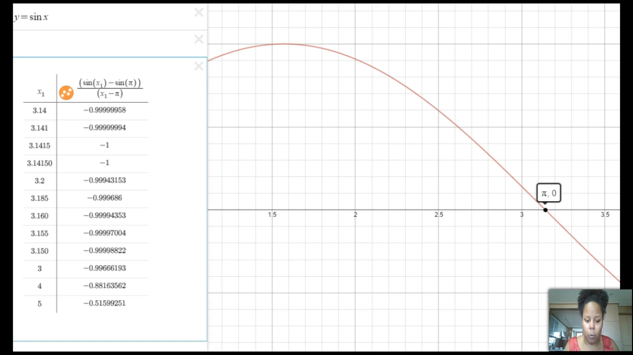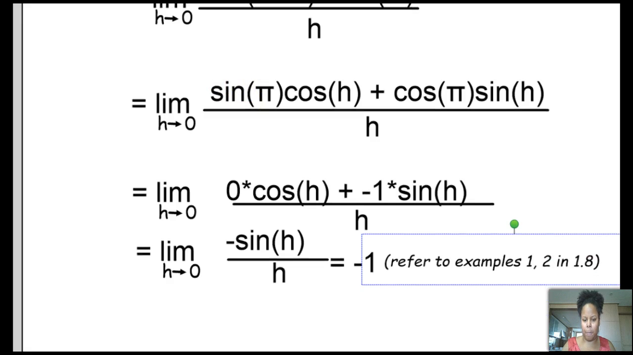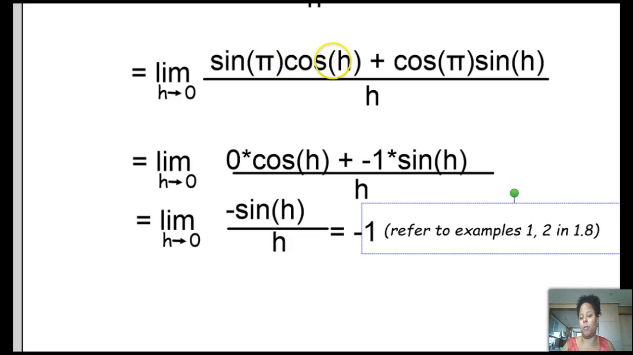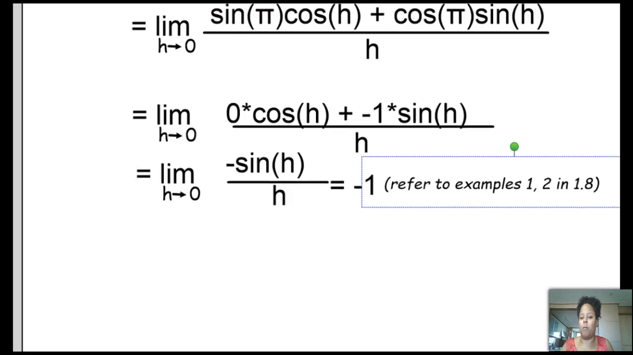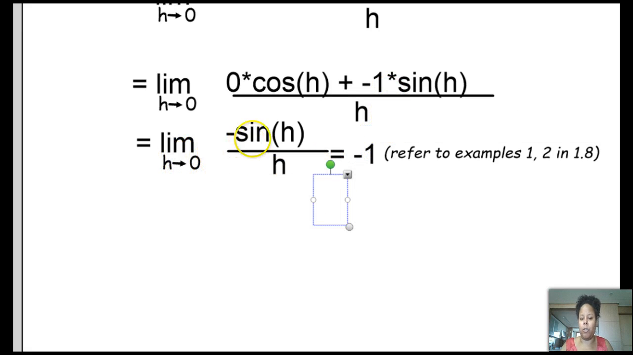Let's see what it looks like when we do this algebraically. And here it is algebraically, trying to find that answer. So we convert sine of pi plus h using the addition formula, and we get sine of pi times cosine of h plus cosine of pi times sine of h. And then we evaluate sine of pi and cosine of pi to be 0 and negative 1 respectively. So we get that this is really the same thing as the limit as h approaches 0 of negative sine of h over h, which we know to be negative 1. And if you don't remember, refer back to examples 1 and 2 in section 1.8.